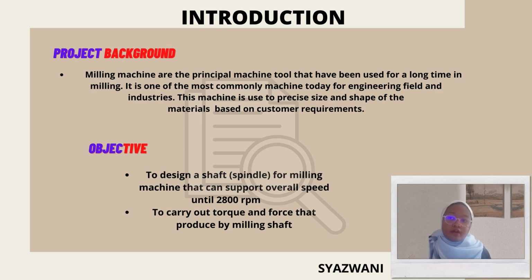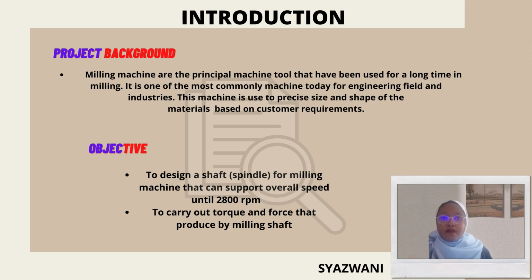For our project background, these milling machines are the principal machine tools that have been used for a long time in milling. It is one of the most commonly used machines that we can find in the engineering field and industry. This machine is commonly used to shape and size the material precisely based on customer requirements.